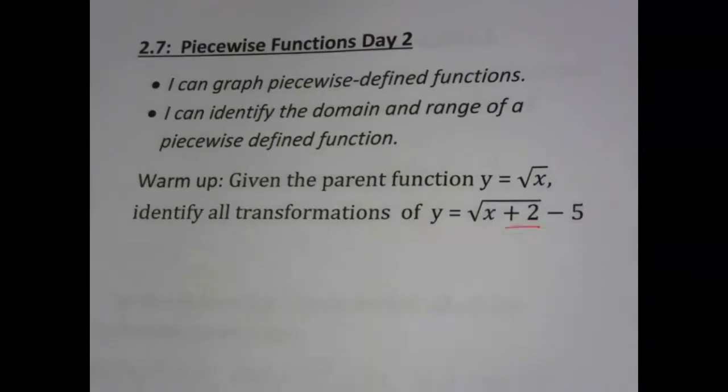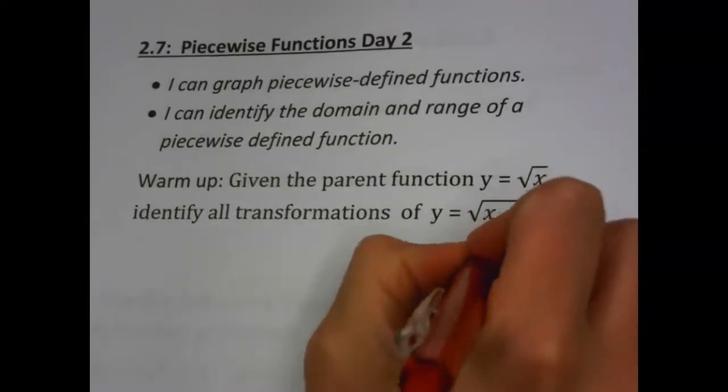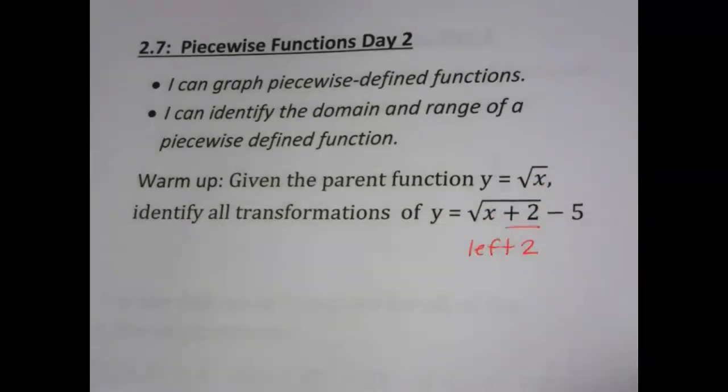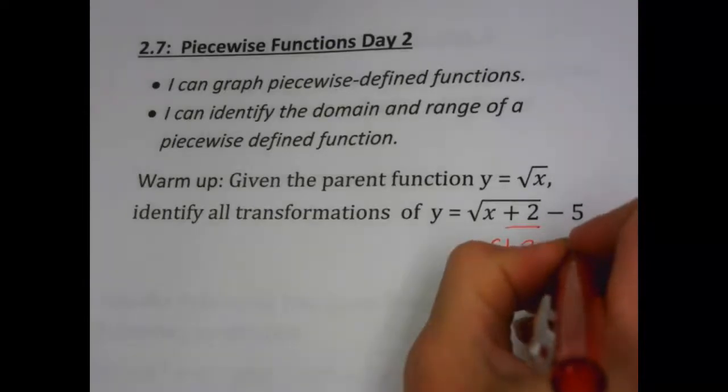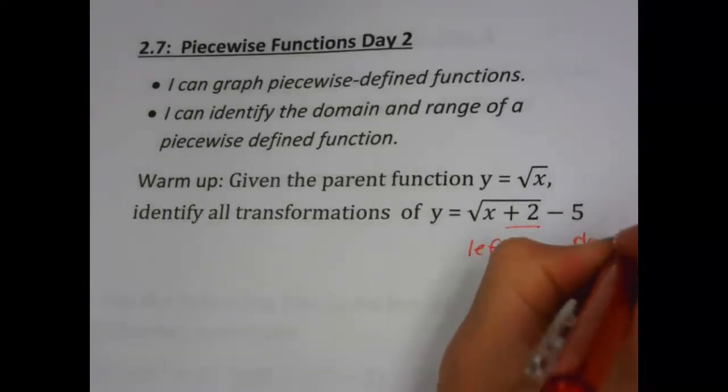Here we have a plus 2 on the inside, which is our h value, always the opposite. So we're going to go left 2. And then negative 5 is our k value on the outside. It tells us to go down 5.